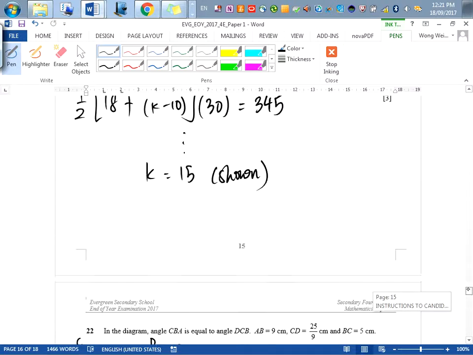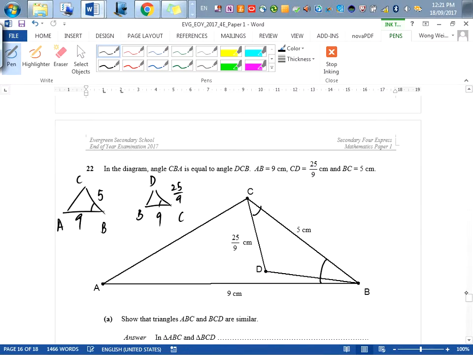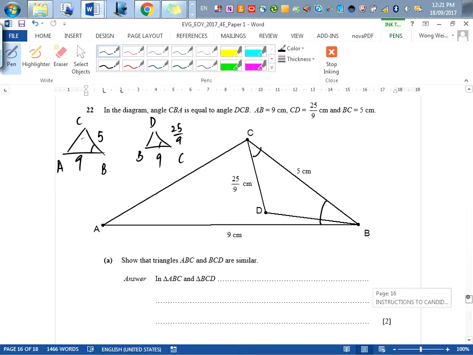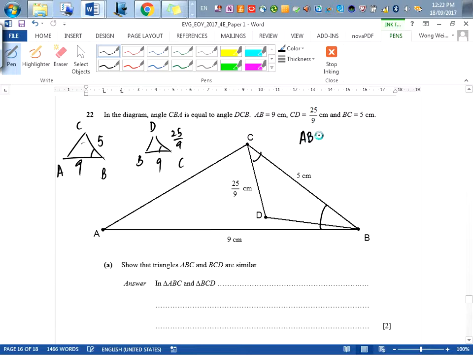So let's go back to the question. Now we have 2 sides. One corresponding side, another corresponding side. The easiest way will now be to check that the ratio of corresponding sides are the same. Meaning AB to BC. This should be 5. This is 9:5. That is one set of ratio. Now let's check for CB to DC. How much is it? This is 5 to 25 over 9. Simplify it, we will get 9:5 as well. I multiplied by 9 on both sides. Then I divided by 5.